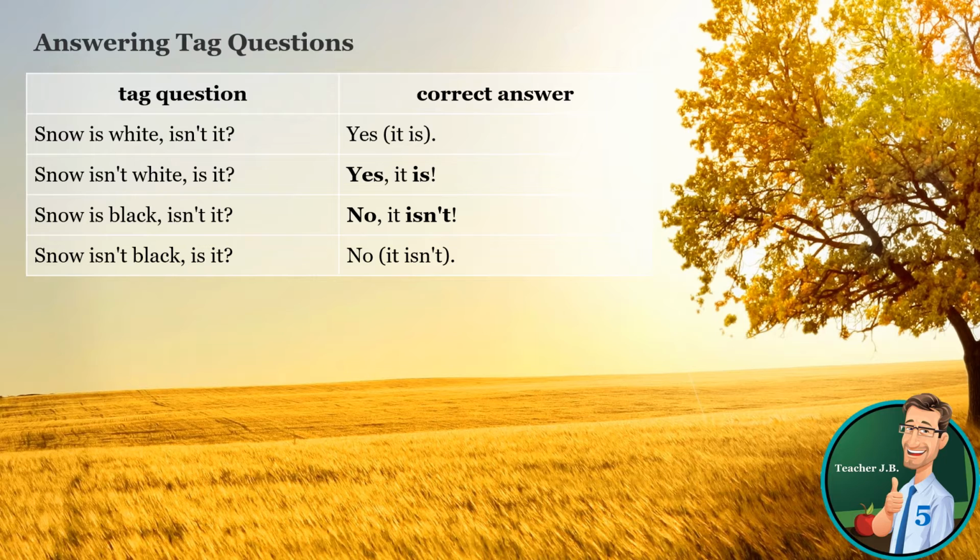Now, when you answer the tag question, just follow this pattern. Snow is white, isn't it? So your answer is yes, right? Say yes, or yes it is. Snow isn't white, is it? Okay, this is a negative statement and positive tag. But snow isn't white, is it? So asking you, the answer is yes.